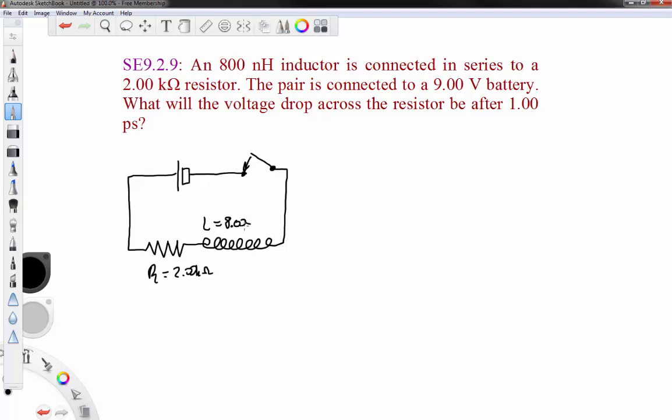R equals 2.0 kilo ohms, L equals 8.00 times 10 to the negative 7 henries, and the voltage for the battery, delta V naught, is 9.00 volts. So we close the switch, and we want to know what is the voltage drop across the resistor after 1 picosecond. So this is time t equals 1.00 times 10 to the minus 12 seconds.